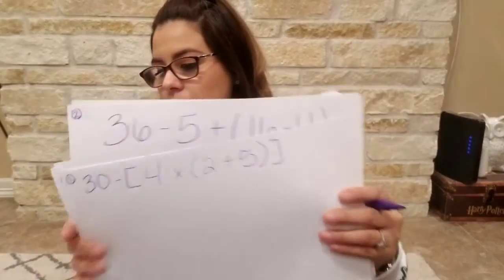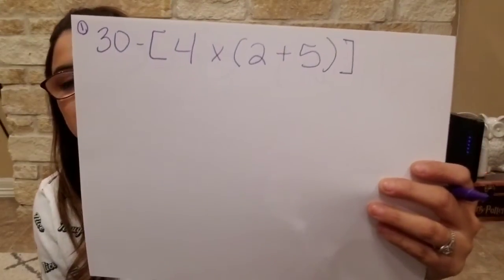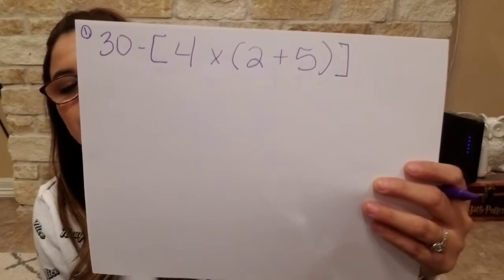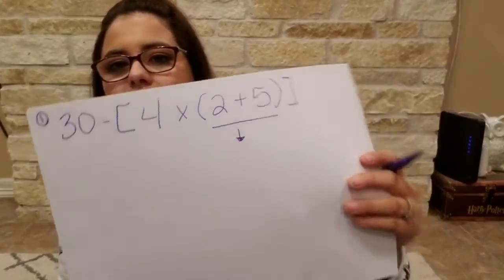Alrighty. So, number 1 is this one, which you should have written down. The 30 minus the brackets, 4 times parentheses, 2 plus 5. Alright, so going back to our rules, parentheses are first. So I'm going to underline whatever is in parentheses, and in this case, it is the 2 plus the 5. Okay, mental math there. We already know 2 plus 5 should give us 7.